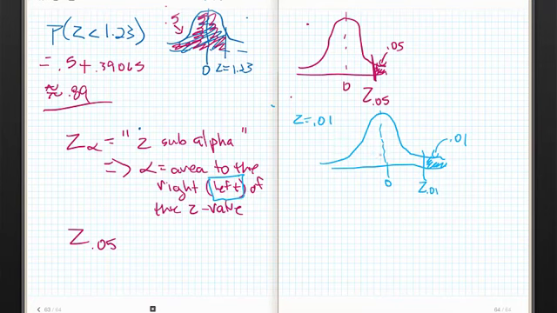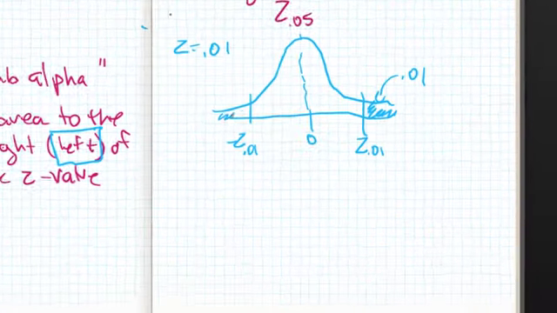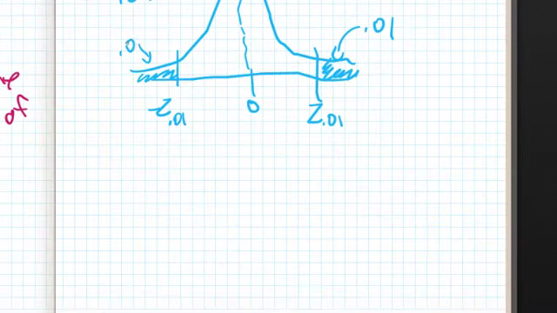Remember, there's this wonderful symmetric property about all normal curves. So do you see that whatever this z-score is, this z sub 0.01, there's going to be a corresponding negative z sub 0.01 over here, because there's going to be an area to the left over here, which is 0.01. Now that becomes really important when we try to use our chart.